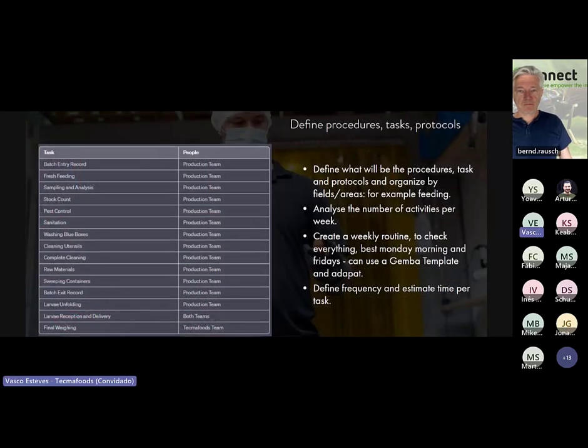6th step will be how to. So what is my team, what I'm going to do, what are my tasks, my protocols, the procedures? I think the key for success is to be simple and create simple tasks that can work, create simple protocols and stick to it.